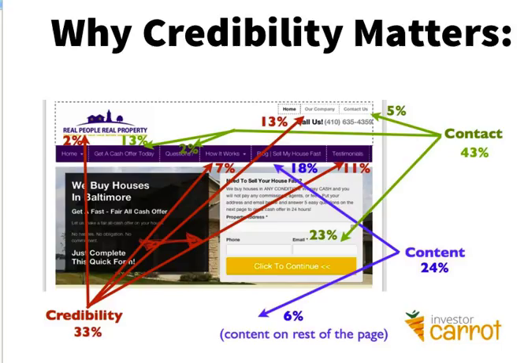But there's obviously a mix as well, because immediately someone has to be able to see what your site does. And this site, for example, has a headline of "We Buy Houses in Baltimore" because that's what she's doing. Get a fast, fair, all-cash offer. Need to sell your house fast? They can put in their property address, their phone, and their email, and click straight to continue.